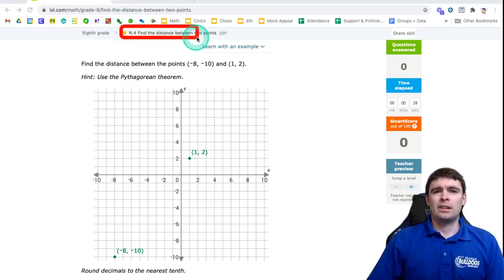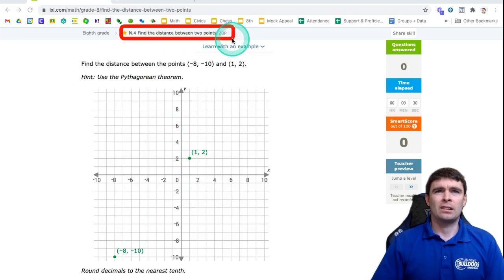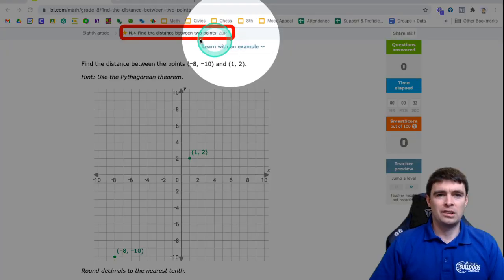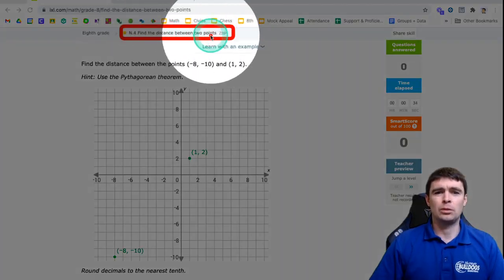Hello 8th graders. In this video we're going to be taking a look at IXL assignment N4, which is about finding the distance between 2 points.